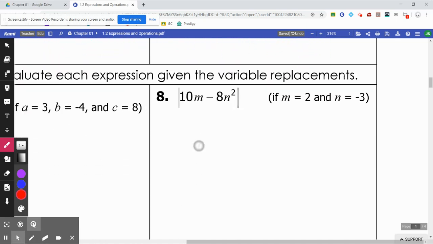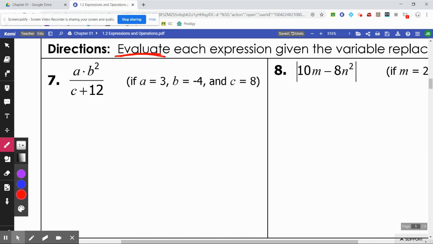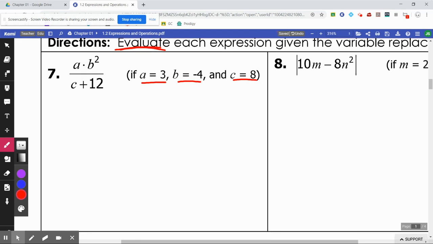Now in the next section, we're doing the exact same thing except we're evaluating expressions. Evaluating an expression means we're going to take some variables, plug them in, and do the exact same thing. Here we've got a times b squared divided by c plus 12, and they tell us what a is, what b is, and what c is. So we're going to plug those values in. Remember that anytime you have a fraction bar, it's implied parentheses.